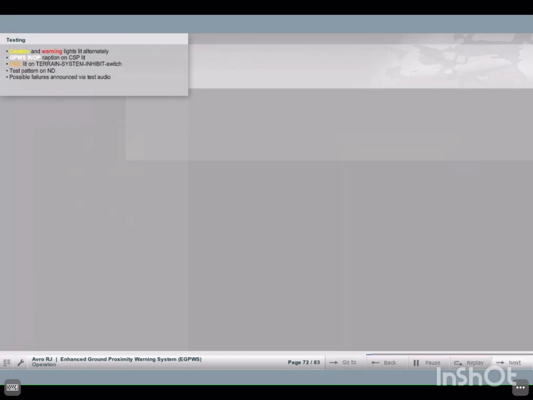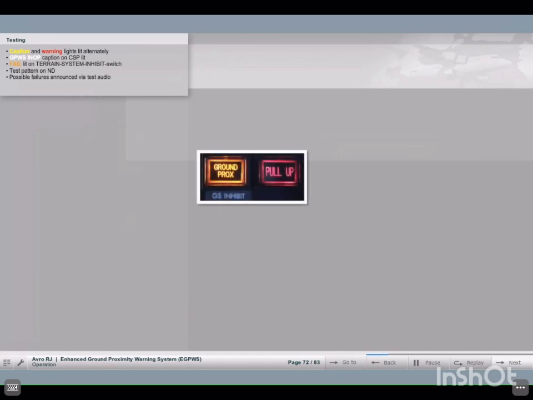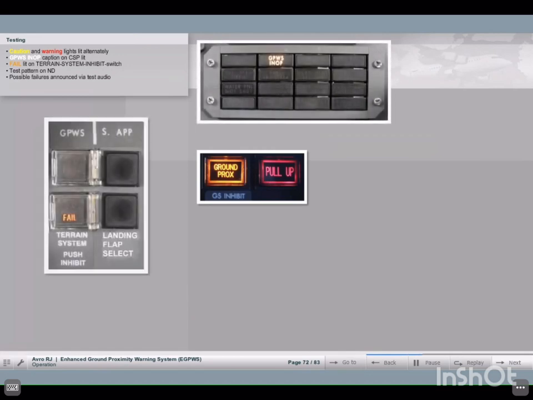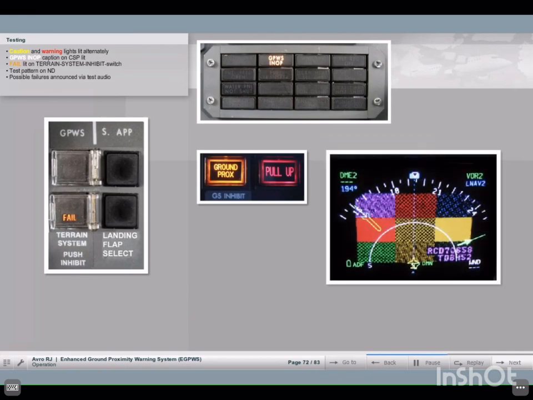During the test pattern, several cockpit annunciations can be observed. On the glare shield, the ground prox and pull-up annunciators light up alternately. On the CSP, the GPS in-op caption is lit. On the right instrument panel, Fail is shown in amber on the terrain system push to inhibit button. On the ND or dedicated display, a test pattern is visible with the loaded terrain database, TDB, and RAAS configuration database, RCD if enabled, posted in the right lower corner.